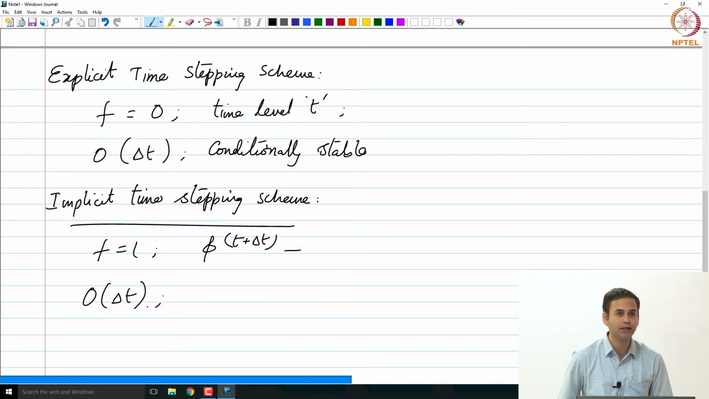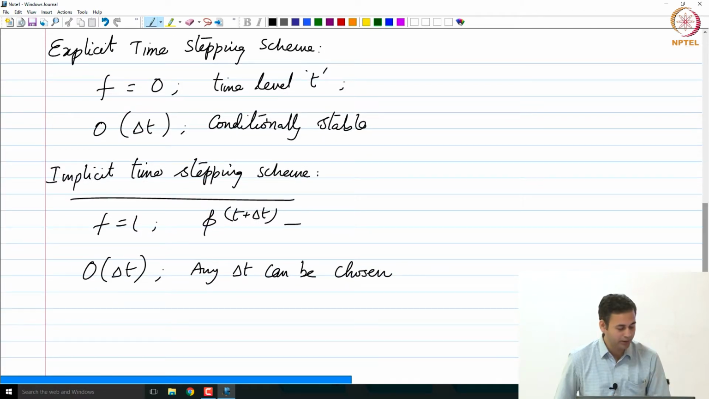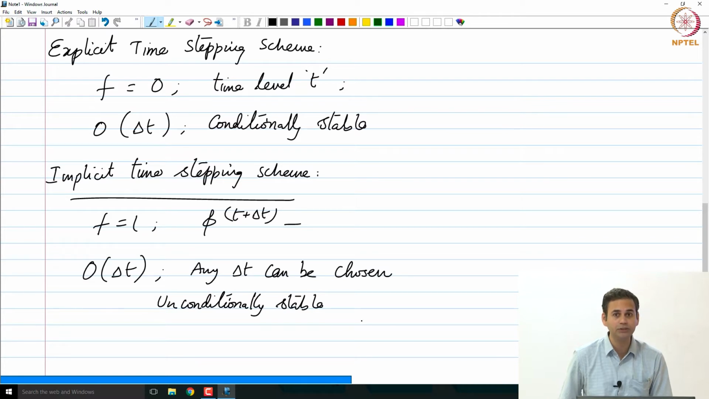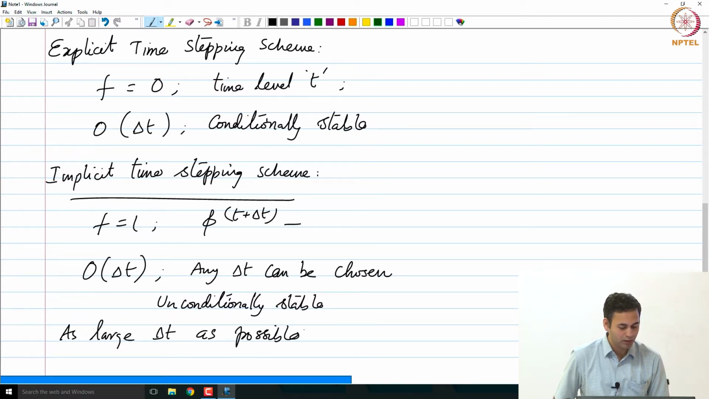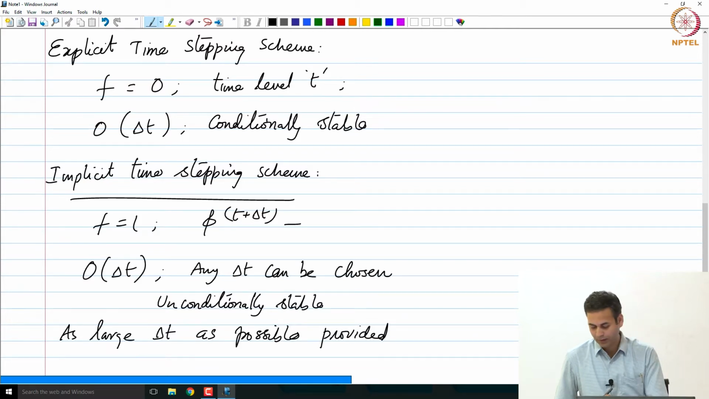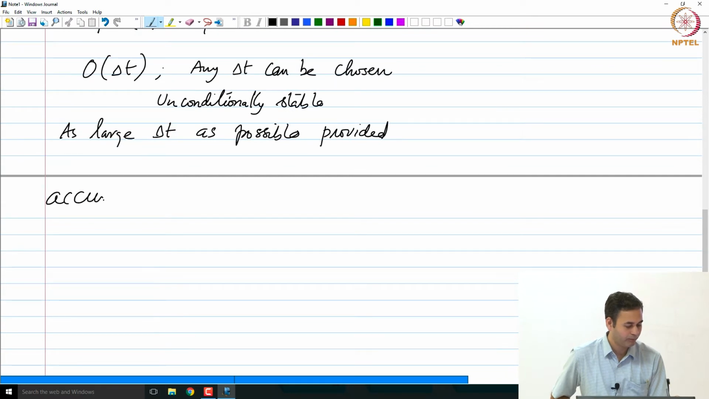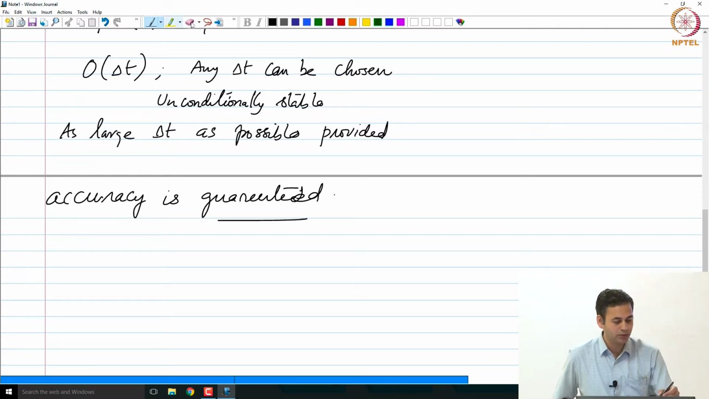But what about the stability? Can we choose any delta t that we wish? We can actually choose any delta t, because this is unconditionally stable, that is what we said, we did not prove it again. From a heuristic perspective, we never get coefficients which can become negative. So unconditionally stable. However, you cannot choose any delta t that you wish, because your accuracy may suffer. So you can take as large a delta t as possible, provided your accuracy is guaranteed. If accuracy is not there, then you would have to reduce the size of delta t.